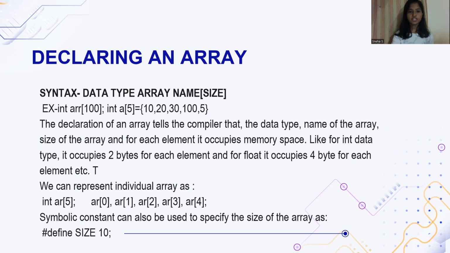constants. The declaration of an array tells the compiler the data type, name of the array, and the size of the array, and each element occupies some memory space. Like for int data, it occupies 2 bytes for each element, and for float, it occupies 4 bytes. We can represent an individual array as int AR[5], AR[0], for example. These are some examples for individual array. And in case there is any symbolic constant, we have to define it like #define SIZE 10.